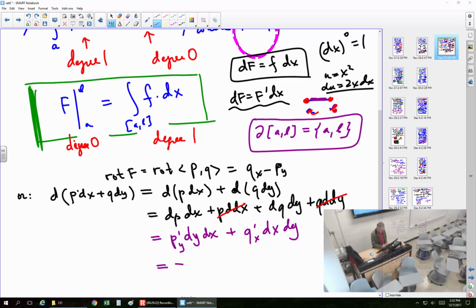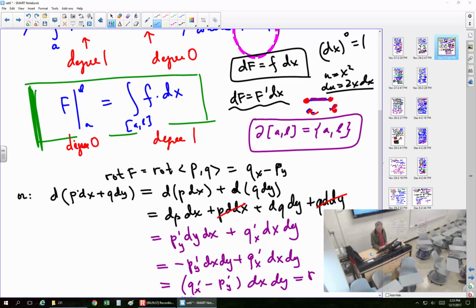So it will be negative p y prime dx dy plus q x prime dx dy. So I factor it out, and I have q x prime minus p y prime, dx dy, and this is the order of our vector field PQ and dx dy, and that gives me once again Green's theorem. This is Green's theorem without the integral signs. Okay, so that's pretty much how it works out.